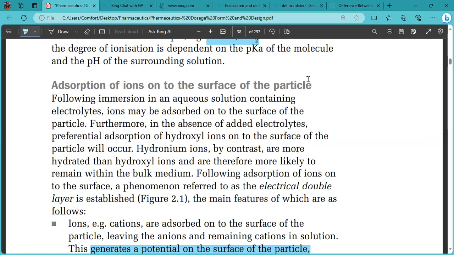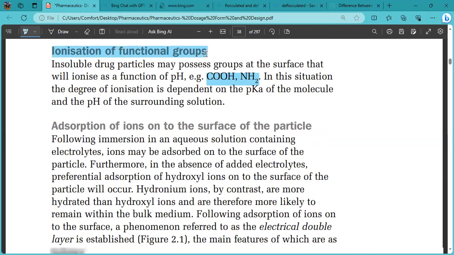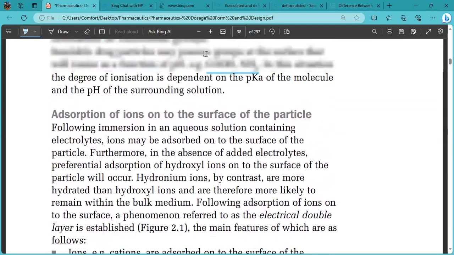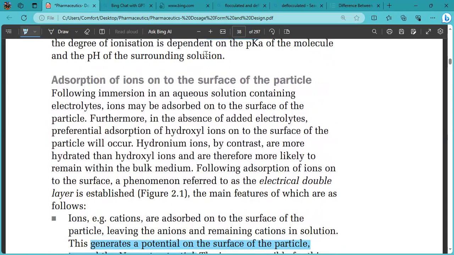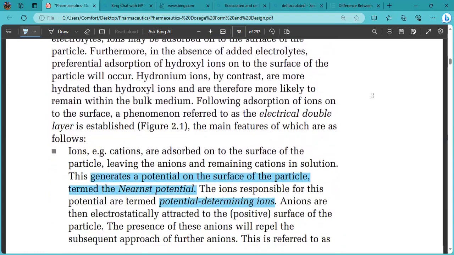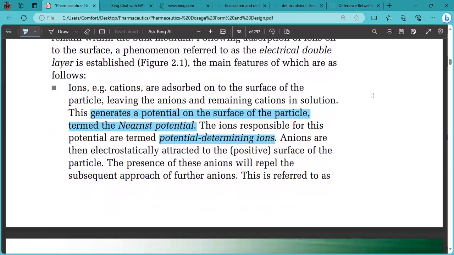So this first one I find to be self-explanatory. So I'll just move on to the adsorption part because that one seems to be a bit more complex in its way. So now we have adsorption of ions on the surface of the particle. It could either be that cations are adsorbed onto the surface of the molecule, or it could be anions that are adsorbed onto the surface.